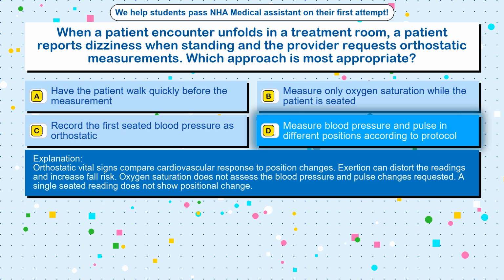Orthostatic vital signs compare cardiovascular response to position changes. Exertion can distort the readings and increase fall risk. Oxygen saturation does not assess the blood pressure and pulse changes requested. A single seated reading does not show positional change.